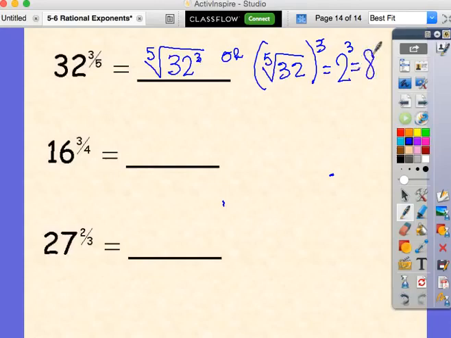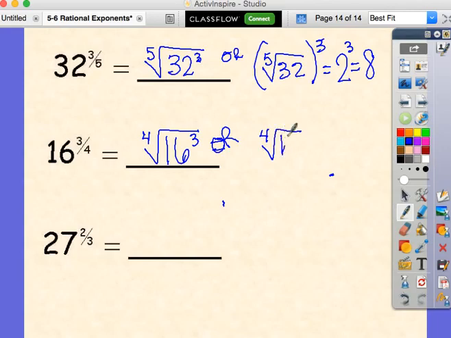So you can either raise it to the power and then find the root, or you can find the root and then raise it to the power. Okay, so let's look at this next one. This is the 4th root of 16 cubed. All right, I don't want to figure out 16 times 16 times 16, so I'm going to rewrite this. I'm going to figure out the 4th root of 16 first, and then I'm going to cube it. What's the 4th root of 16? 2. 2 times 2 times 2 times 2 is 16. So 2 to the 3rd power, we already figured that out as 8.